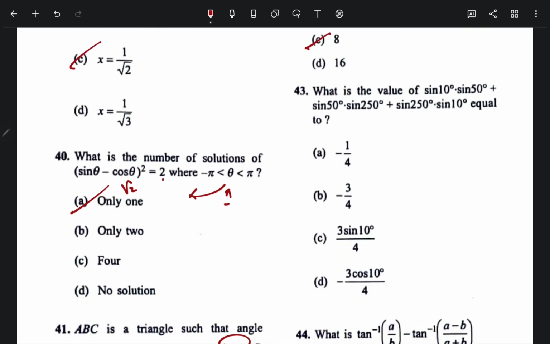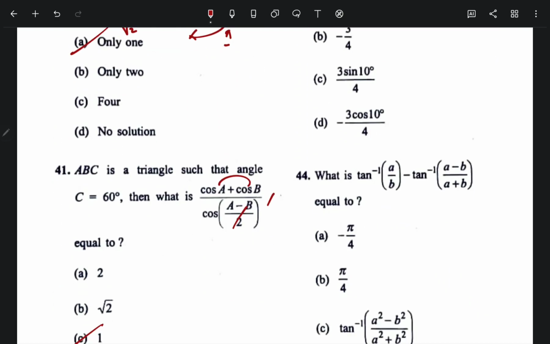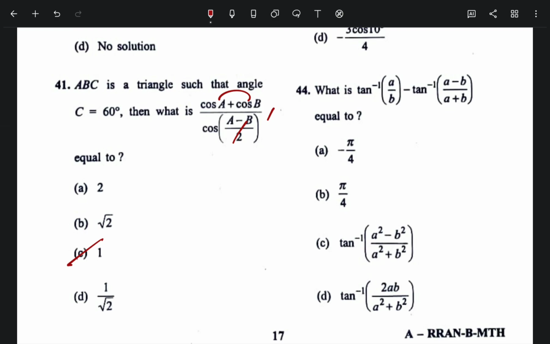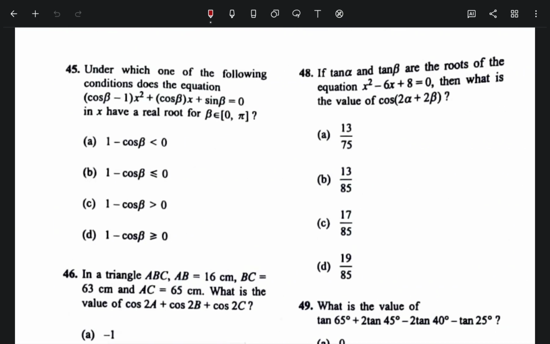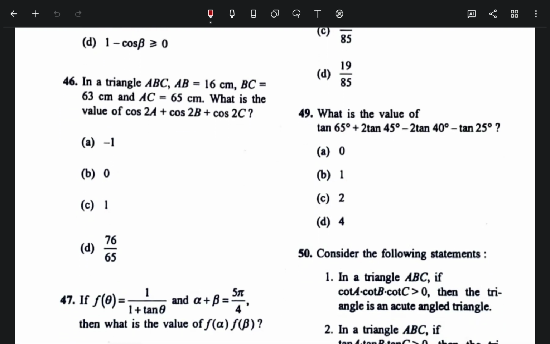So 64. 43, we'll skip it for now. 44, the answer is B. This is just probably the tan inverse of x minus tan inverse of y formula. 46, the answer is A.